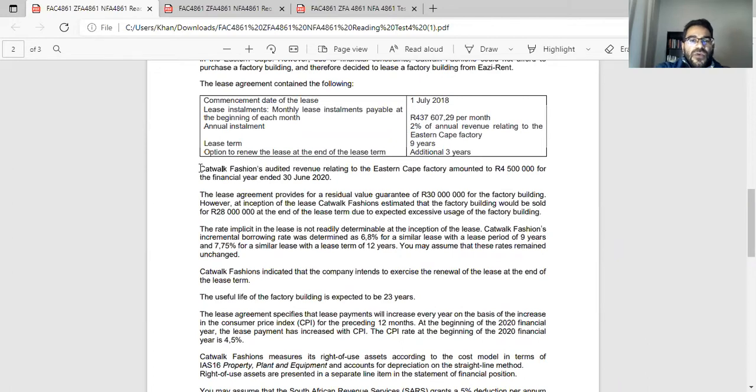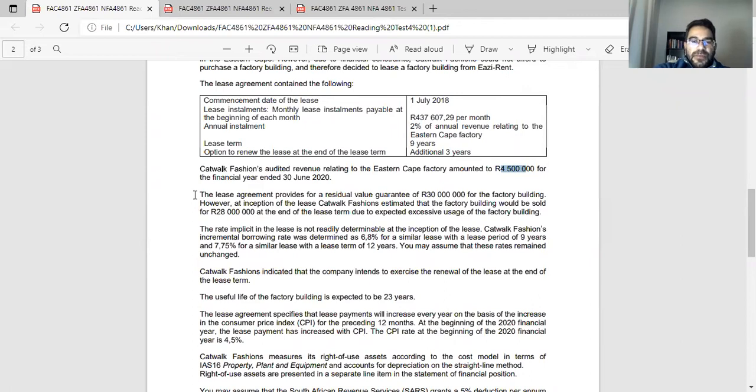Okay, so they say Catwalk Fashion's audited revenue relating to the Eastern Cape factory amounted to 4.5 million for the financial year ended 30th June 2020. So that means in the financial year to 30th June, the variable lease payment would be 2% of 4.5 million. So we will say debit variable lease payment, P&L, credit bank, assuming we paid it, 4.5 million times 2%.